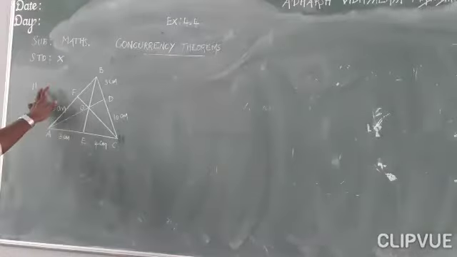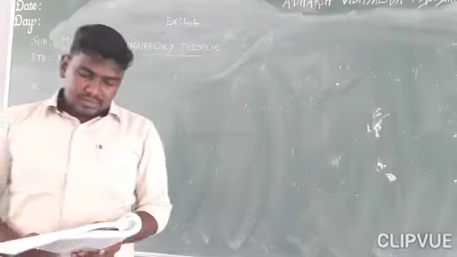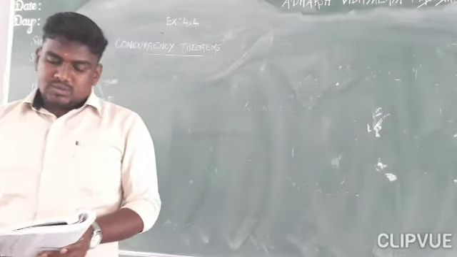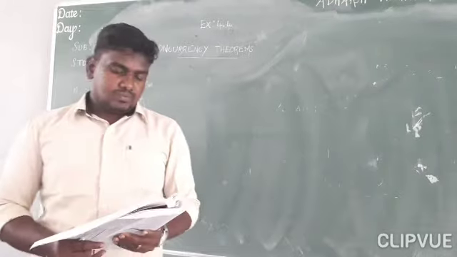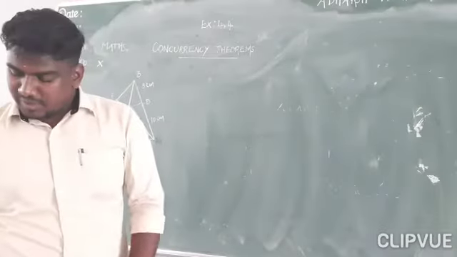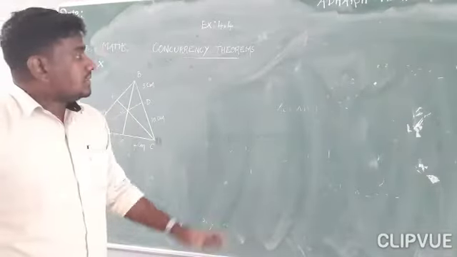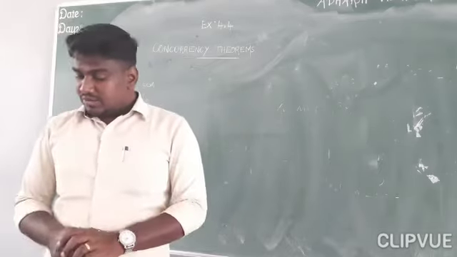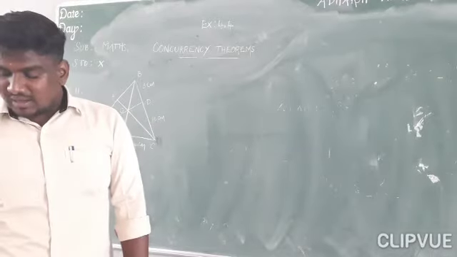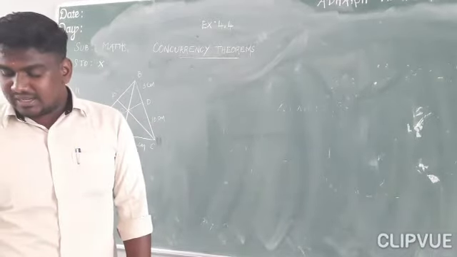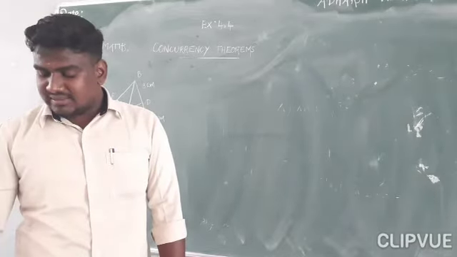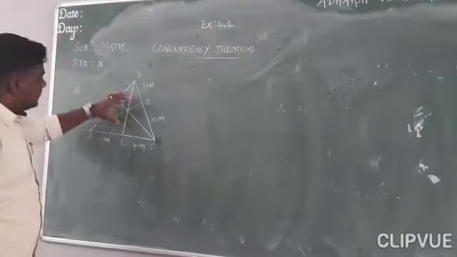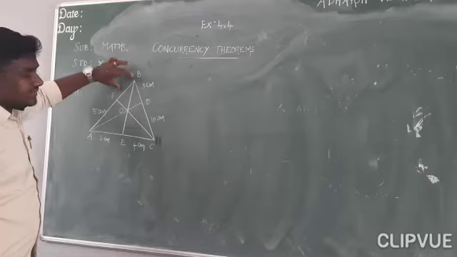Question number 11 in exercise number 4.4. Question 10 I will solve for you later. Now we are going to learn question number 11. This problem is based on Ceva's theorem. The question is: an artist has created a triangular stained glass window and has one strip of small length left. Look at the diagram here. This length is left.